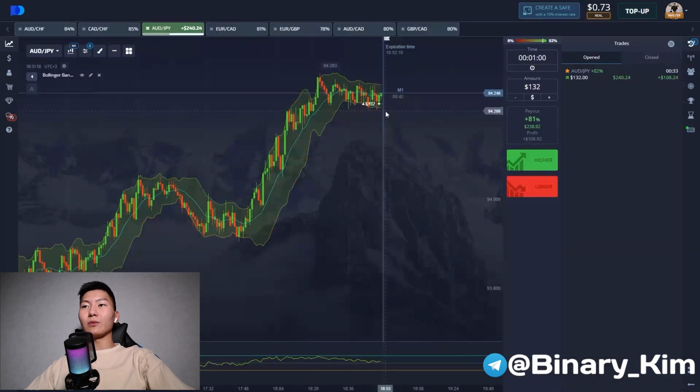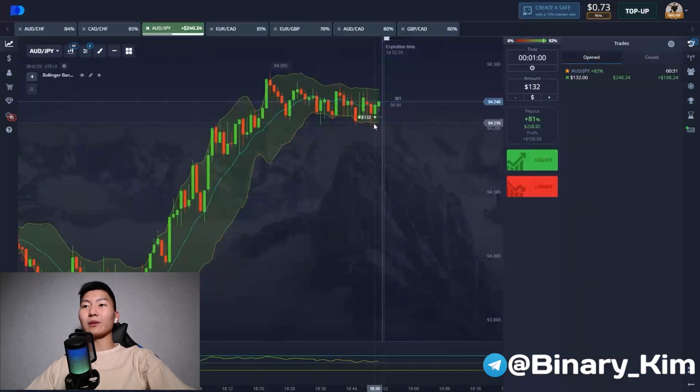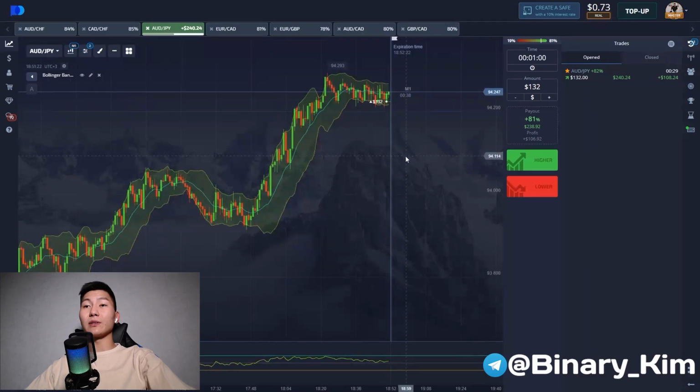The touch of the lower boundary did happen and we expected to break out to the upside, no big deal, guys. So the touch did happen, we notice the signal, open the position and fix the profit.